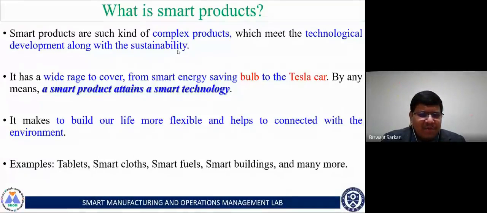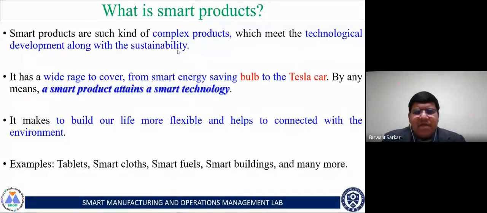That means smart technology must be there. In a short sentence: a smart product attains a smart technology, whether it is a bulb or a Tesla car. It must contain some smart technology within it. And what is the benefit of it?